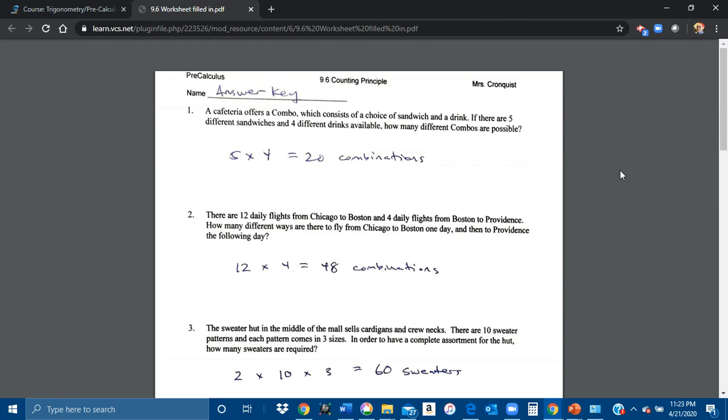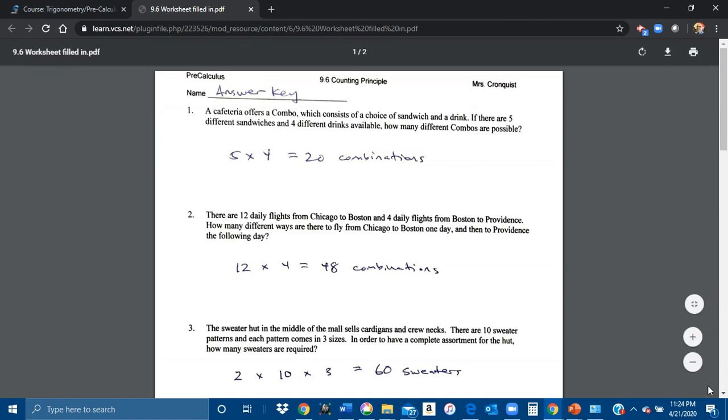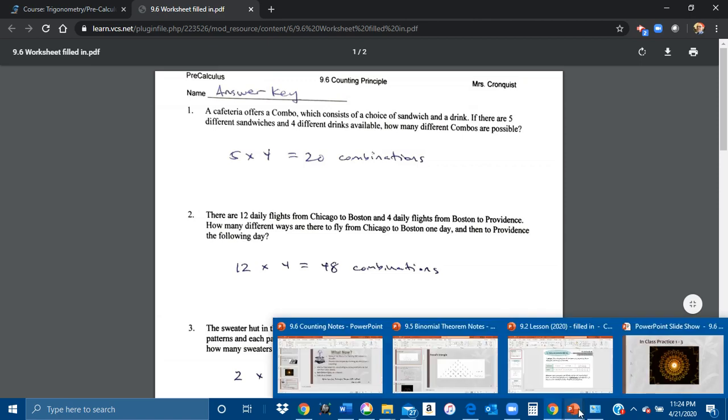All right. The Sweater Hut in the middle of the mall sells cardigans and crew neck sweaters. There are 10 sweater patterns, and each pattern comes in 3 sizes. In order to have a complete assortment for the hut, how many sweaters are required? Assuming you have just one of each, there's 2 different styles, there's 10 different patterns, and 3 different sizes. So 2 times 10 times 3 is equal to 60 sweaters. Not too hard.